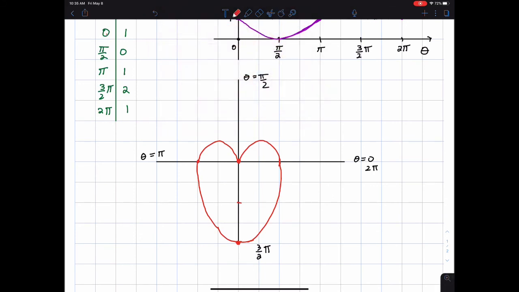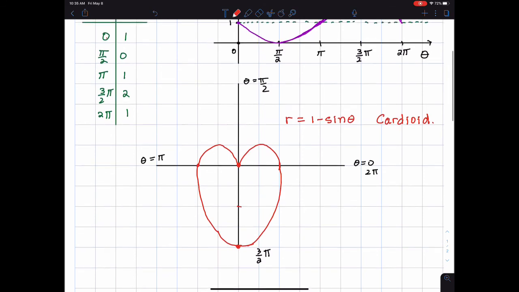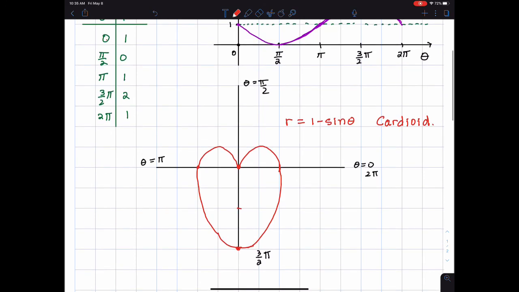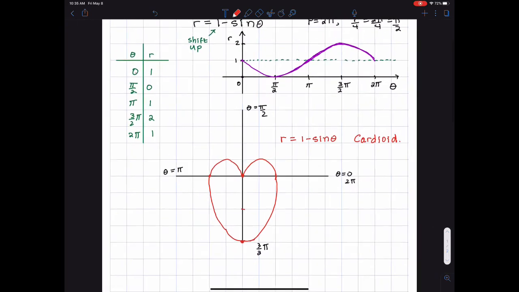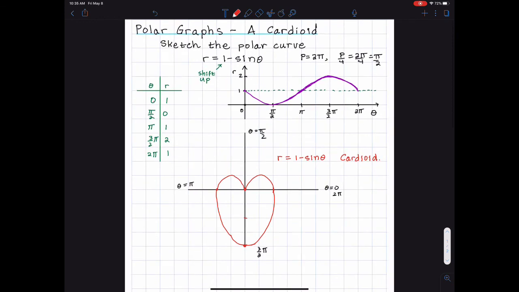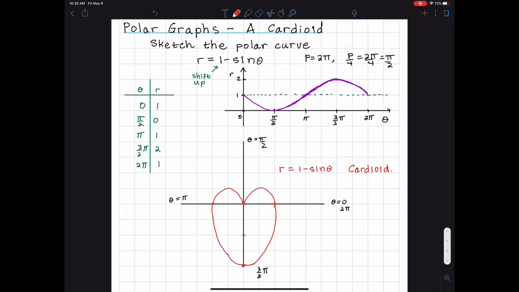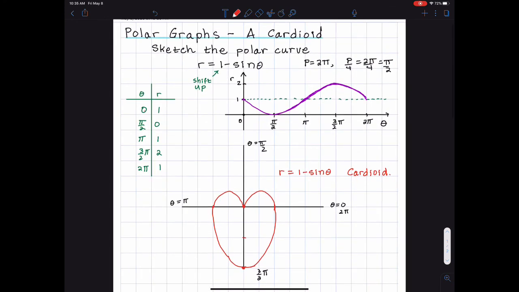This is then r equals 1 minus sine theta. It is a cardioid, and we can sort of see, well, why is it a cardioid? Well, it looks like a heart. So you could send that out for Valentine's Day if you wanted. And that's everything there.